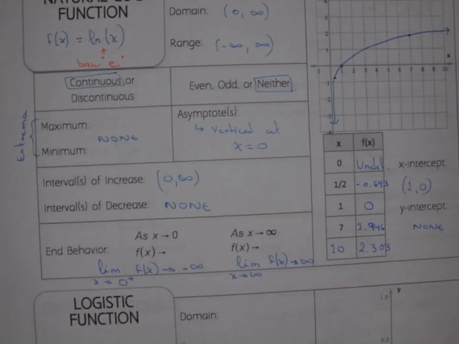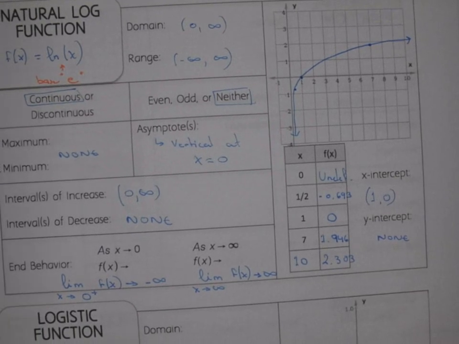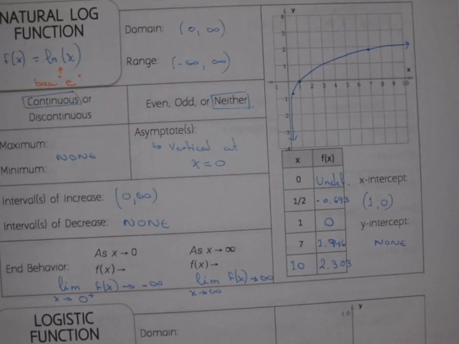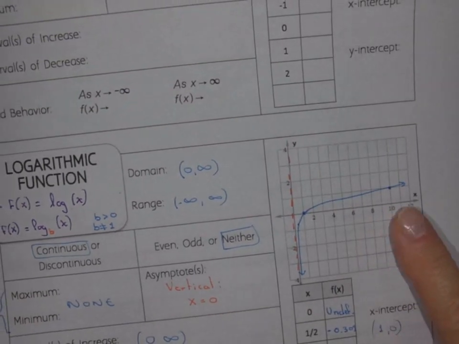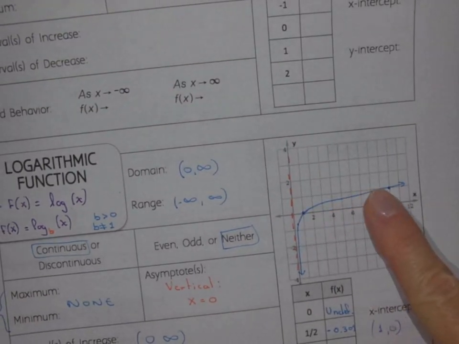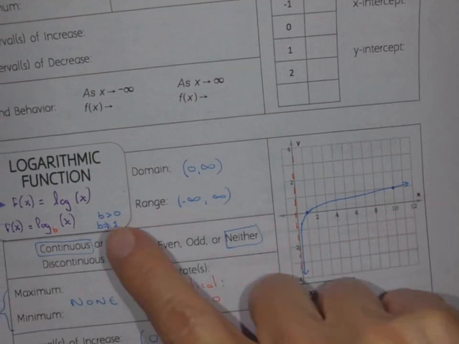So essentially the same shape as the other one, right? But this one is just a little flatter. You see how it's just a little flatter than the other one, and that's because my base is different, okay?